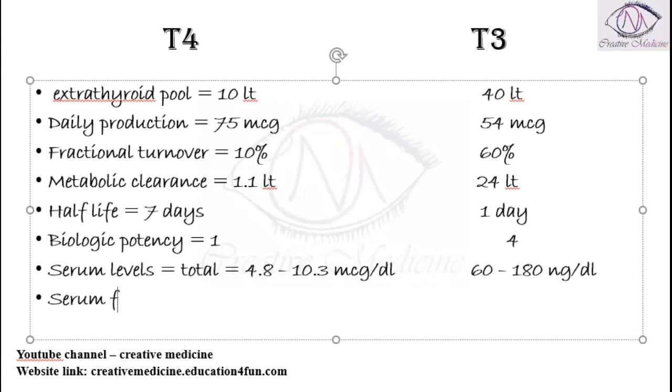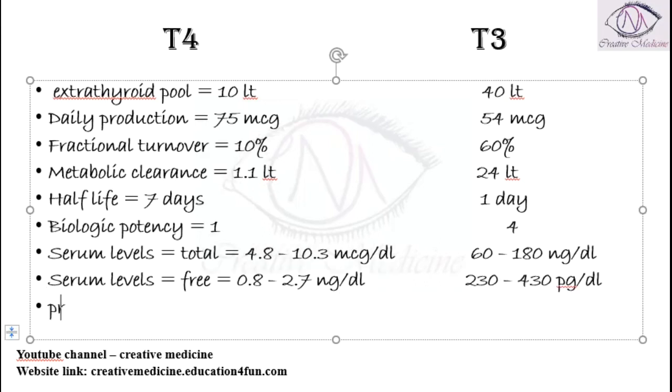Then serum levels which are free levels. Free T4 is present as 0.8 to 2.7 nanogram per deciliter, whereas free T3 is 230 to 430 picogram per deciliter.